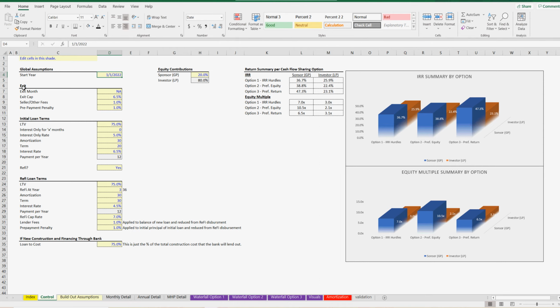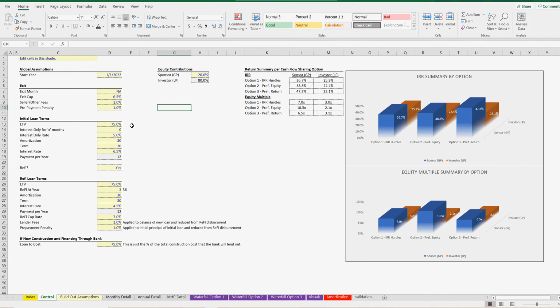Next is the exit assumption. This is also going to apply to all the properties at the same time. You can pick an exit month, any month in the entire forecast, and it'll stop the model at that point. And upon exit, a cap rate will be applied, as well as any seller and prepayment penalties for any debt that exists.